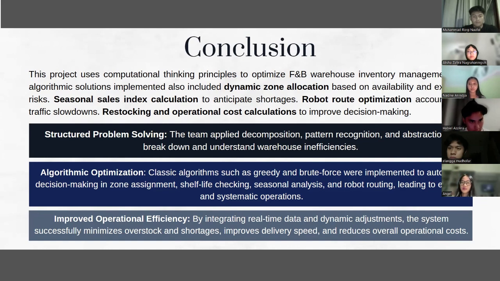So, structured problem solving. The team applied decomposition, pattern recognition, and abstraction to break down and understand warehouse inefficiencies. We also used algorithmic optimization and brute force to help with decision making in zone assignment, shelf life checking, seasonal analysis, and robot routing, which leads to a more efficient, systematic operation. And we improve operational efficiency by integrating real-time data and dynamic adjustment. Next.